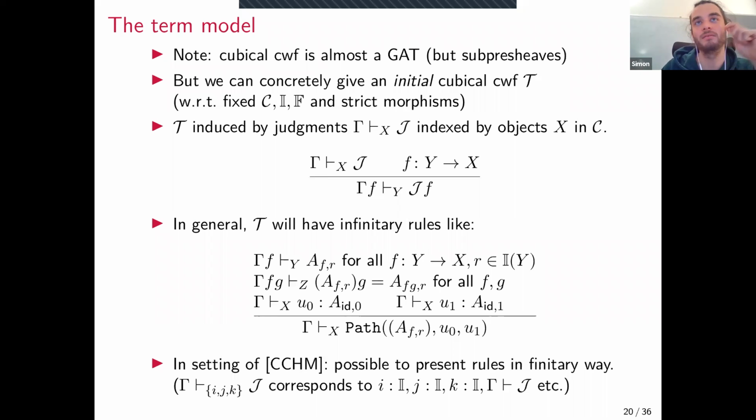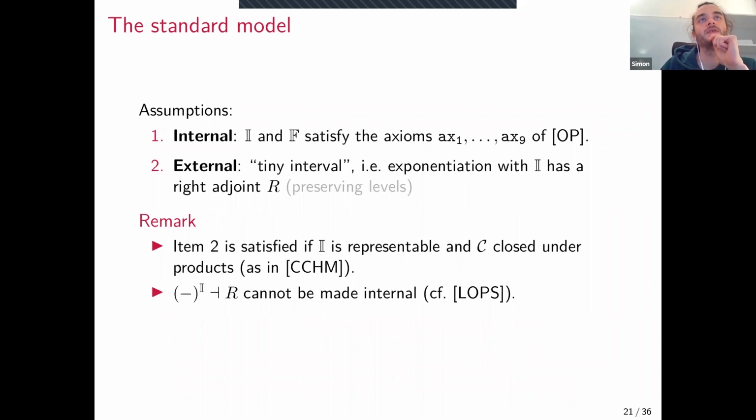Right, but it's very, very close to, well, cubical type theory, but it shuffles around the names a bit. So next we construct something which we call the standard model. And for this, we need certain assumptions. So the first assumption is internal. It says that I and F satisfy the axioms of Orton-Pitts.